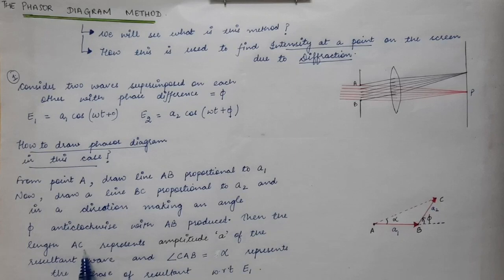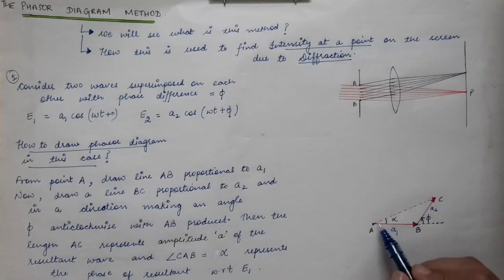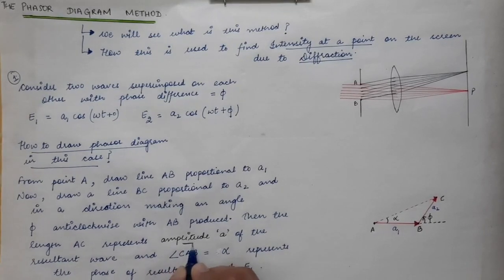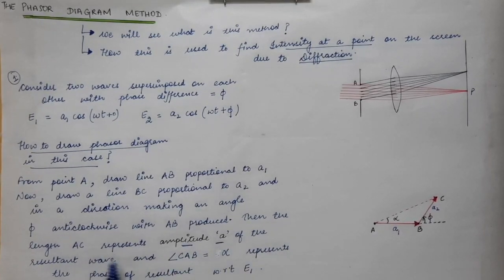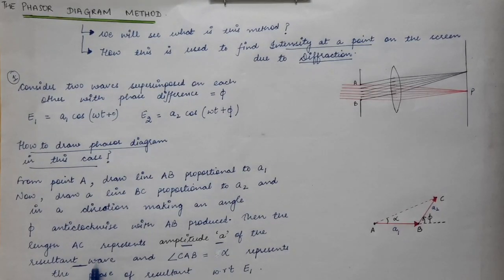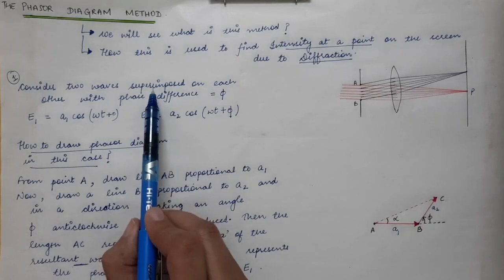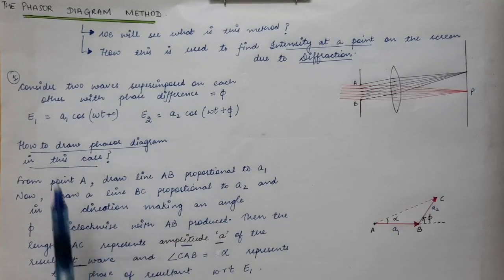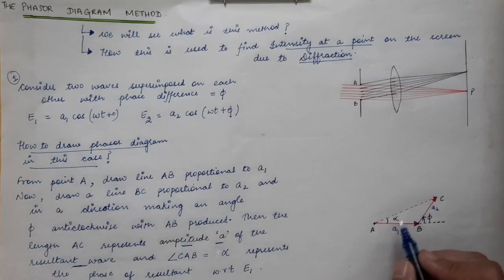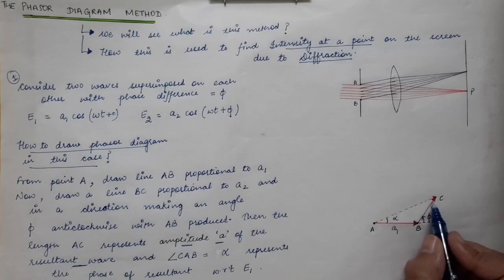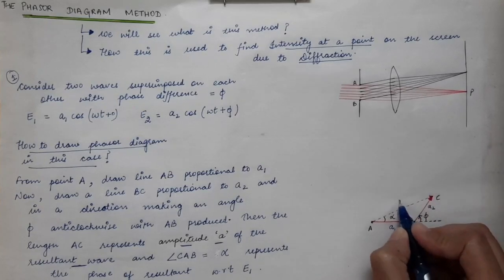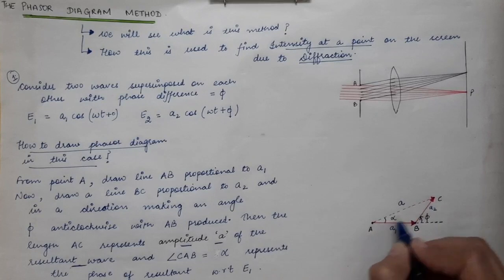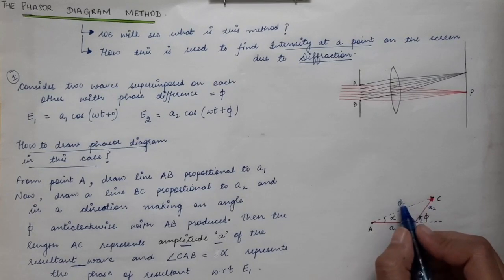Then the length AC will give us the resultant amplitude. So the length AC represents amplitude A of the resultant wave. Now this resultant wave is the final wave due to the superimposition of these two waves, and that resultant wave will have a certain amplitude and a certain phase with respect to the first wave. So the length of this AC vector will give us the amplitude of the resultant wave.